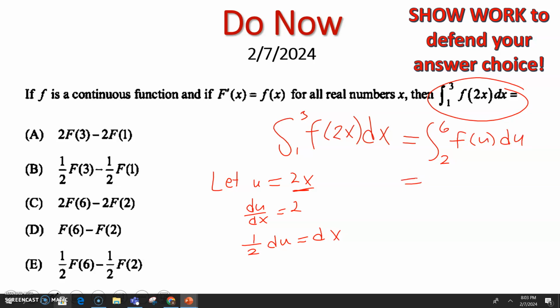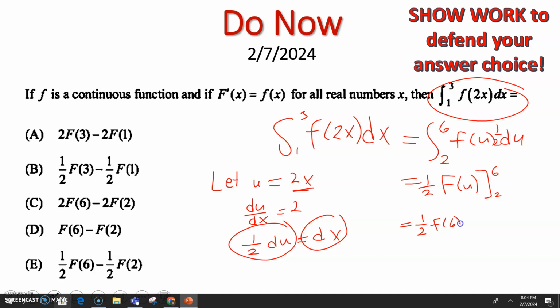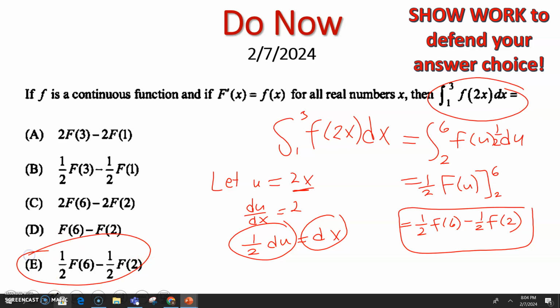Then when we integrate, the antiderivative of little f of u is big F of u, our antiderivative from 2 to 6. And of course, make sure I don't forget, our dx is not just du, but 1/2 du. So let's put that in here. So we have 1/2 F of u from 2 to 6. That is 1/2 F of 6 minus 1/2 F of 2. And so our answer must be E.